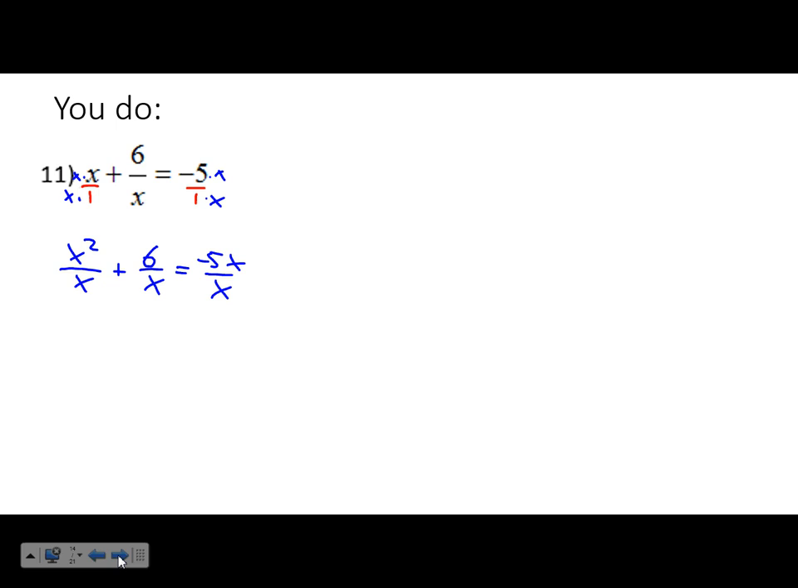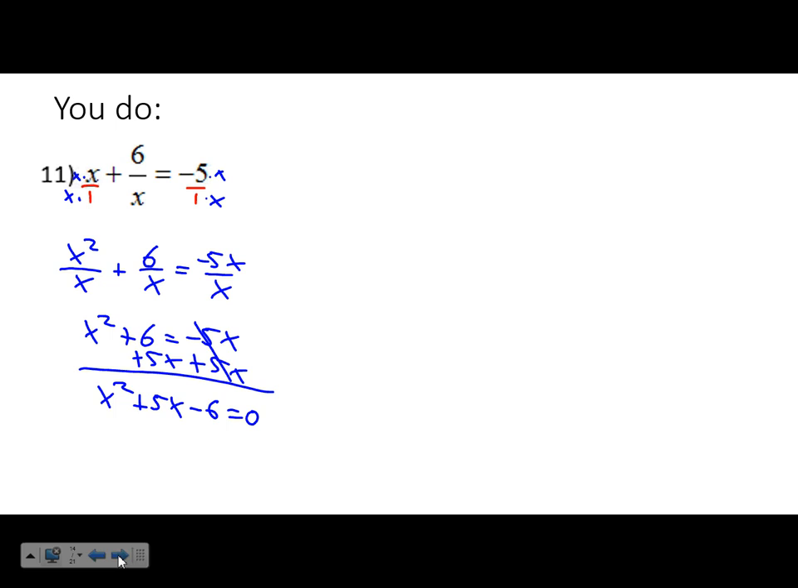So now all my denominators are the same. So that means we have x squared plus 6 is equal to negative 5x. Again, our x squared is positive. That's what we need to happen. If it wasn't, we need to take it to the other side. Since it's positive, we'll just leave it on that side. We'll take everything else to that side. x squared plus 5x plus 6 is equal to 0.